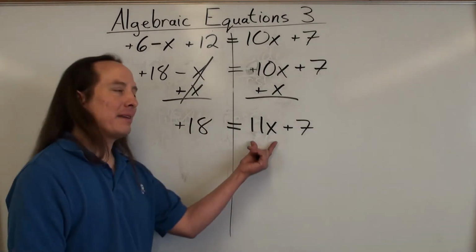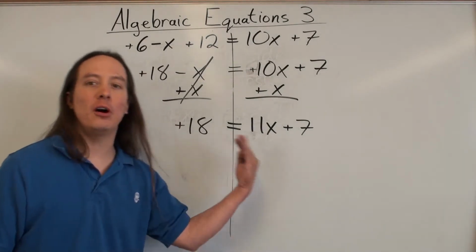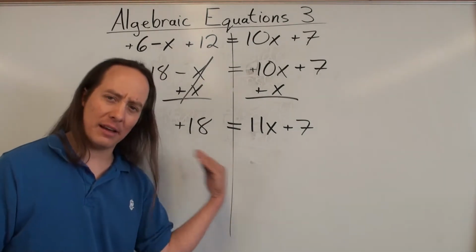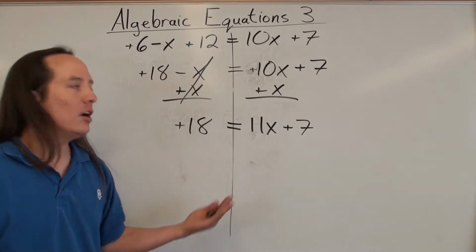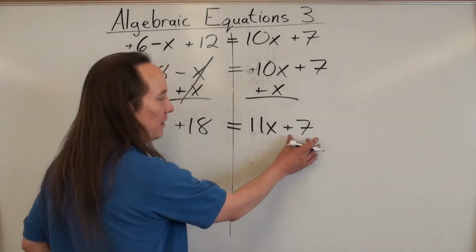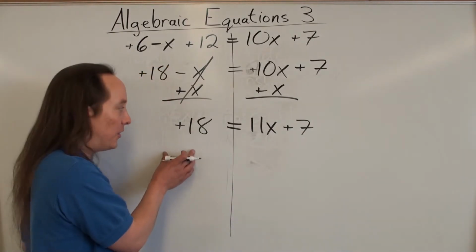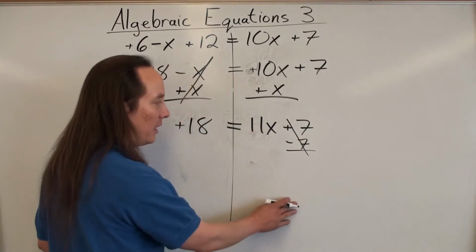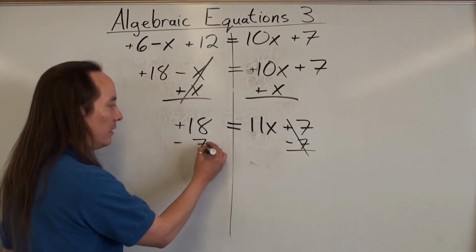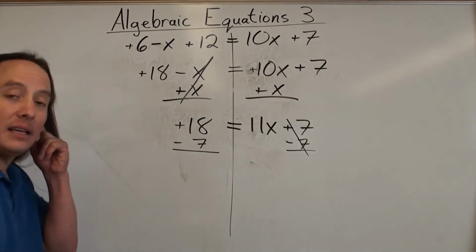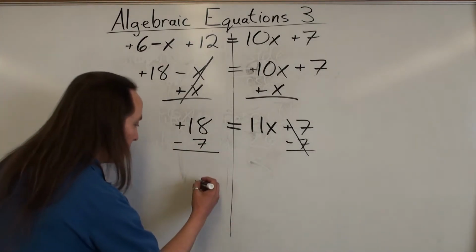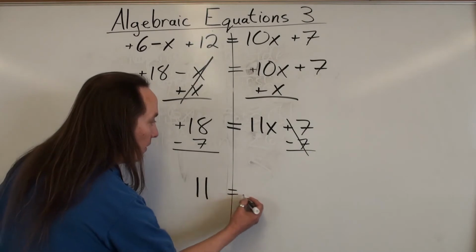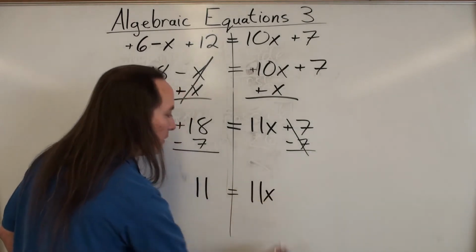And since I have all my x's grouped on the right side, that means I should group all of my numbers that don't have x, or my terms that don't have a variable, over here on the left side. So let's get rid of the 7. Let's move the 7 over here with the 18. Opposite operation. That will eliminate it. We do the same thing over here. And 18 minus 7 is 11, equal to 11x.